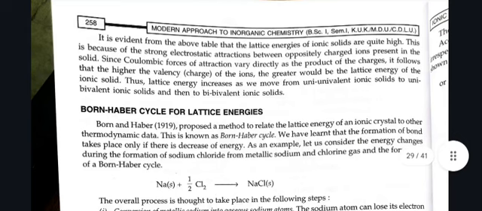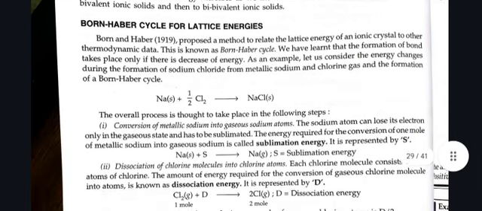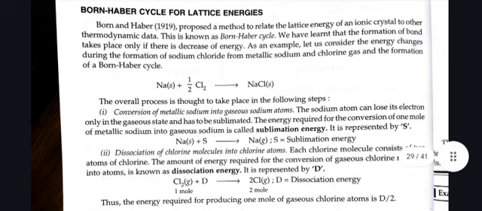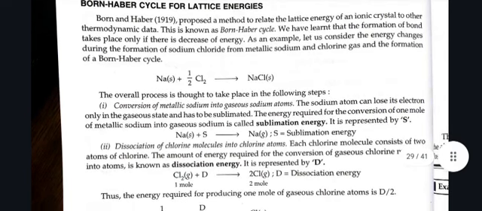Born and Haber in 1919 proposed a method to relate the lattice energy of an ionic crystal to other thermodynamic data. This is known as the Born-Haber cycle. We have learned that the formation of a bond takes place only if there is decrease of energy. As an example, let us consider the energy changes during the formation of sodium chloride from metallic sodium and chlorine gas and the formulation of the Born-Haber cycle. Na(s) plus 1/2 Cl2 gives NaCl(s). The overall process is thought to take place in the following steps: conversion of metallic sodium into gaseous sodium atom. The sodium atom can lose its electron only in the gaseous state and has to be sublimated.